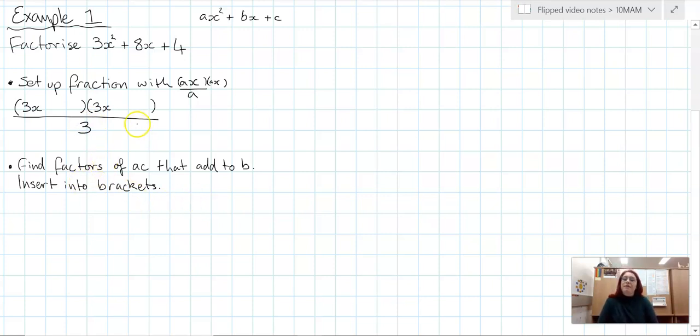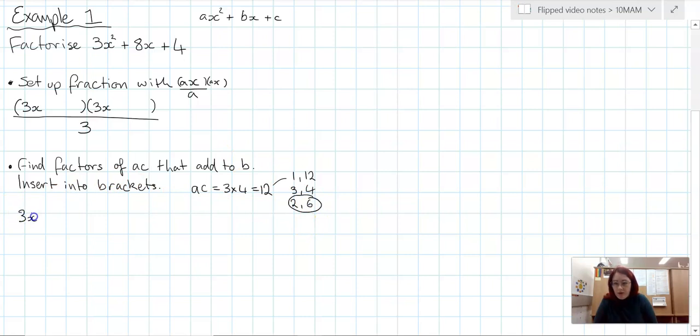Our next step is to find factors of the term ac that add to b. In this case, ac is going to be 3 times 4, so 12. We want to find factors of 12 that add to 8. Our factors of 12 are 1 and 12, 3 and 4, 2 and 6. They're out of order, but that's okay. The ones that add to 8 are going to be 2 and 6.